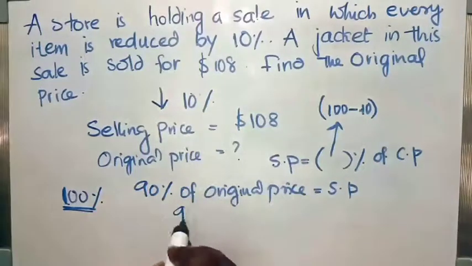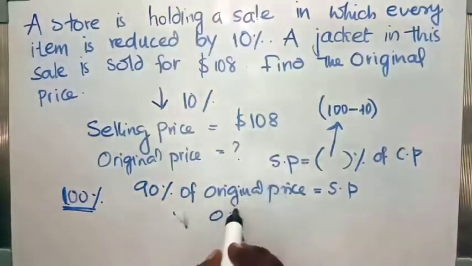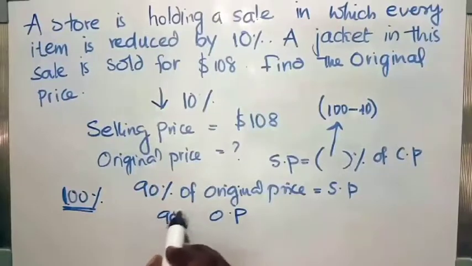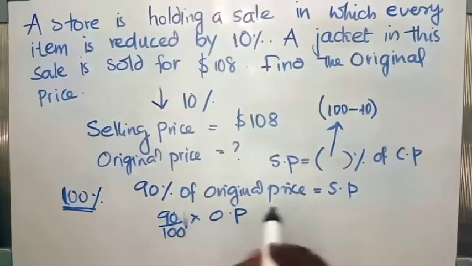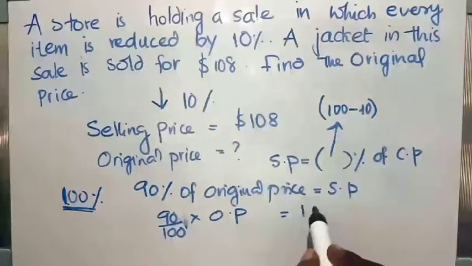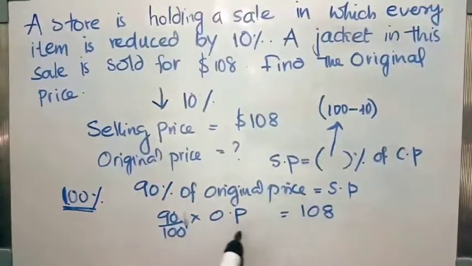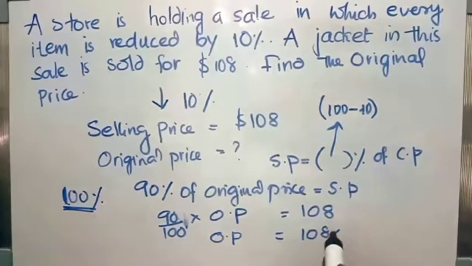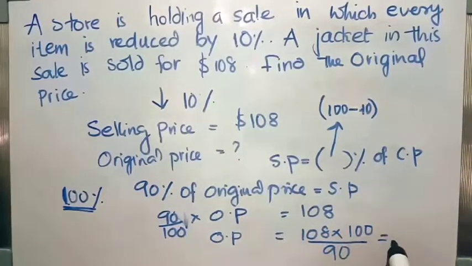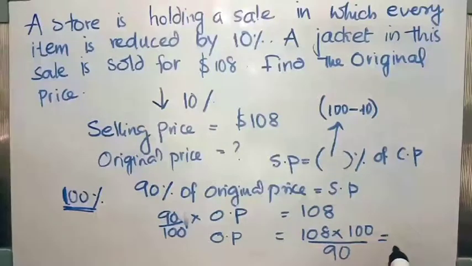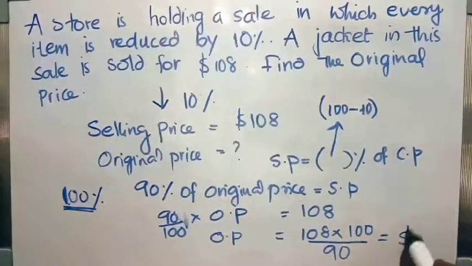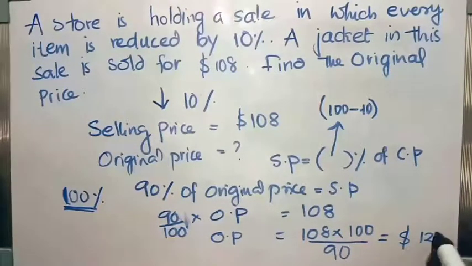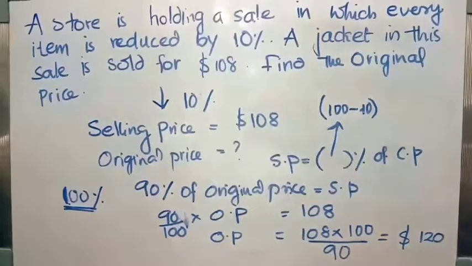That means 90 by 100 of original price is selling price, which is $108. So we get original price as 108 into the reciprocal of this. We get the answer as $120. Okay.